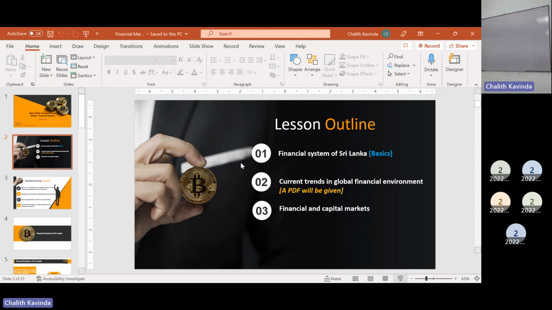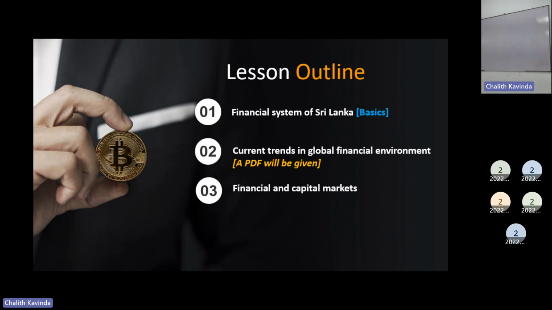Right. Okay. So these are the things we are going to discuss. Actually, the lesson outcome, lesson outline. We are going to discuss the financial system of Sri Lanka in a very brief way. Then current trends in global financial markets. I will upload a PDF with regard to that. And the other one is financial and capital markets.